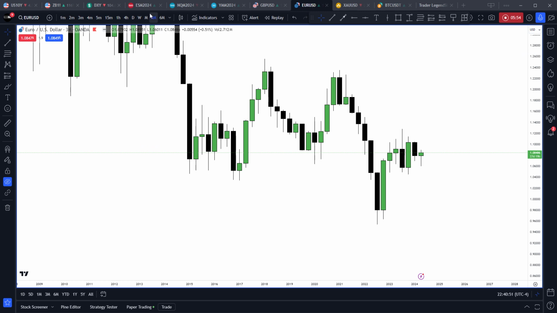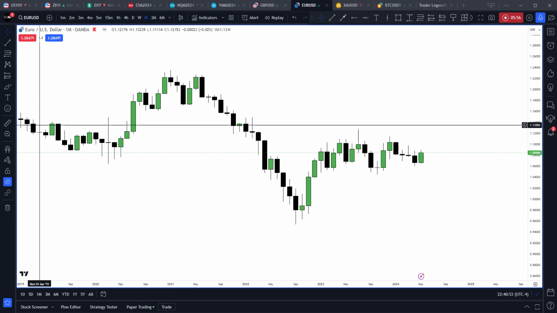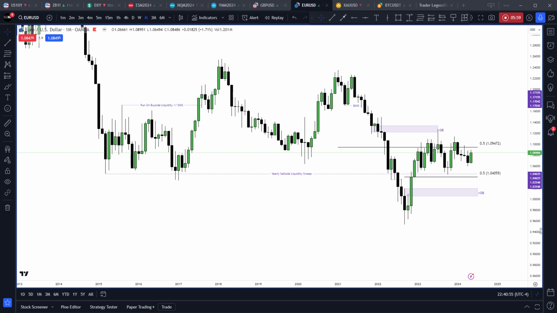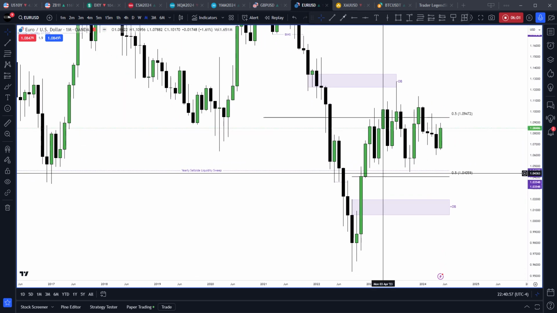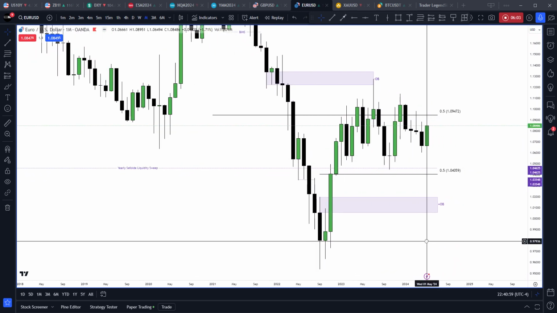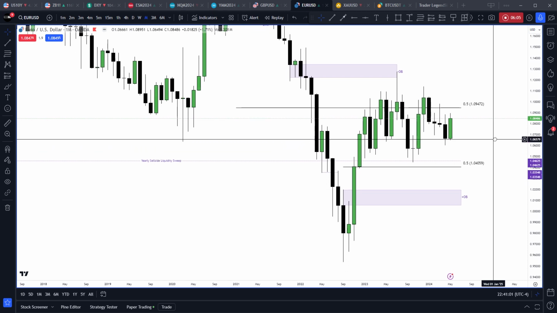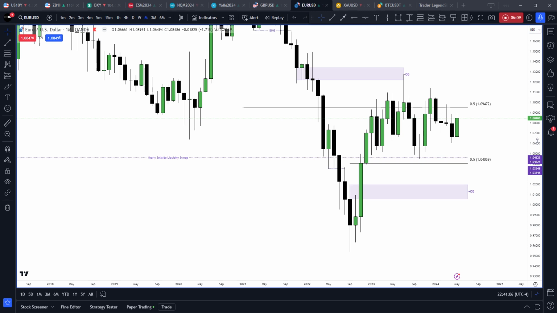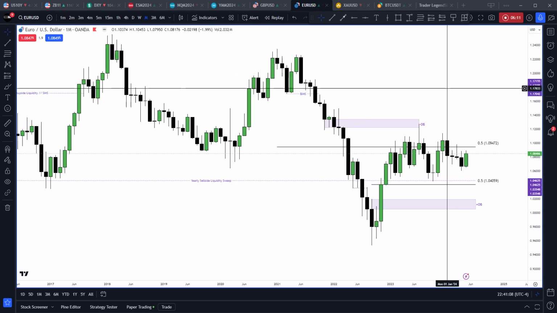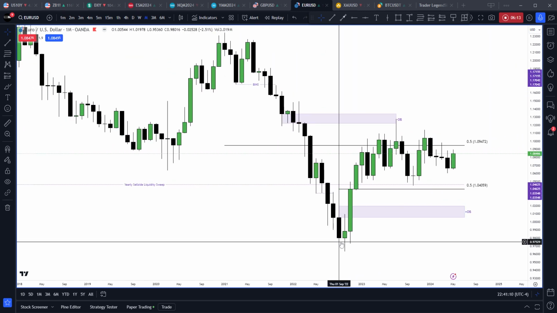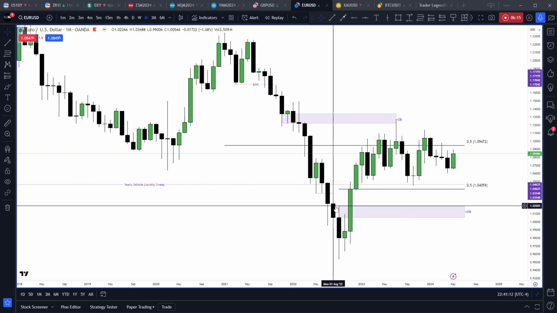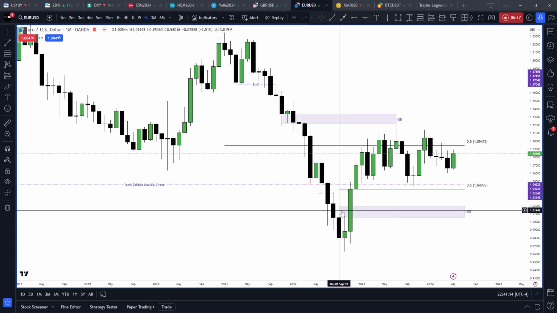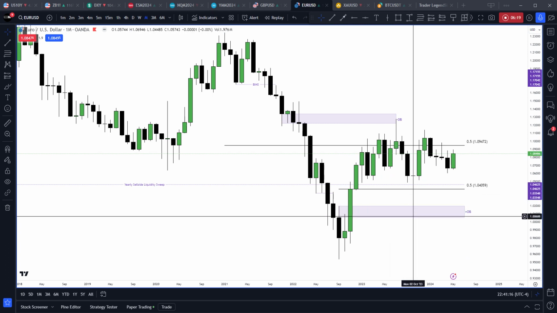Now, if you move over to the monthlies, then turn on my analysis. Now we can see what's really going on. So from the sell-off that occurred at that time, we sold off into an order block. Have not reached into that area yet.